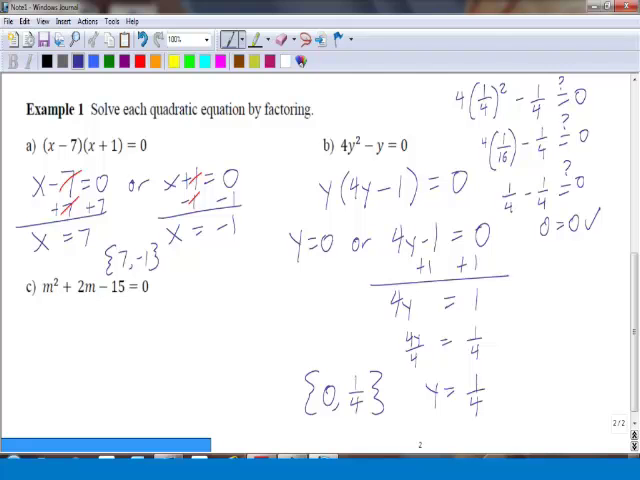C part, here's where we have to dust off our factoring techniques from the previous algebra class that we've had somewhere. This one's kind of a nice one because the coefficient of the squared term is a very friendly number, 1. When it's 1x squared or 1y squared or 1m squared in this case, we're just looking for 2 integers that we can do 2 things with. Multiply them together and get negative 15. Add them together and get 2.